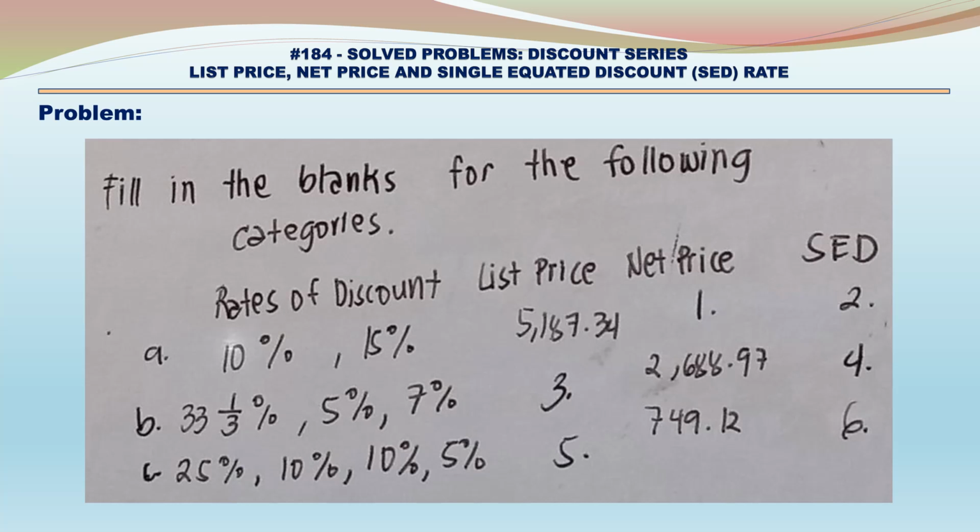A. Rates of discount 10% and 15%. List price 5187.34. Net price and SED are not known. B. Rates of discount 33 1/3%, 5%, 7%. List price not known. Net price 2688.97. SED not known. C. 25%, 10%, 10% and 5% are the rates of discount. List price not known. Net price 749.12. SED not known and to be found out.